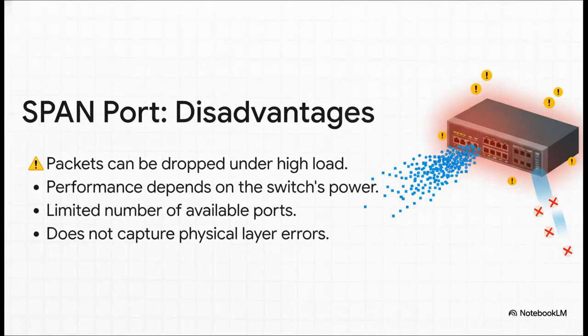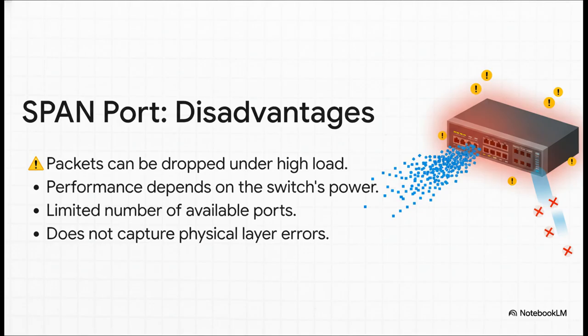But, and this is a huge but, there is a major catch. When the network gets really busy, the switch has a main job to do, and that's moving traffic. Making copies for your span port? Well, that becomes a low priority. And that means the switch might start dropping packets from your monitoring feed. Losing even a few of those packets could mean you miss the one clue that shows you're under attack.